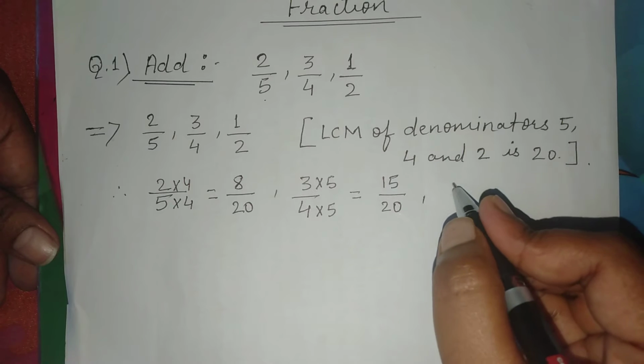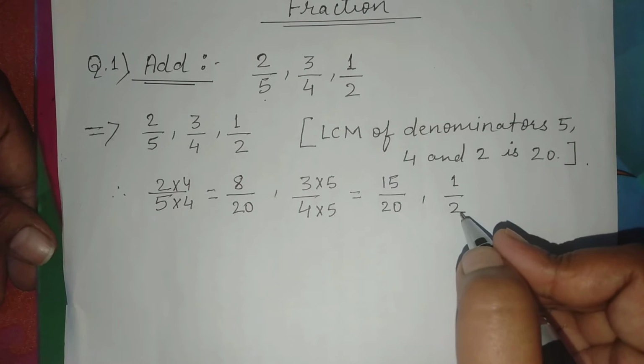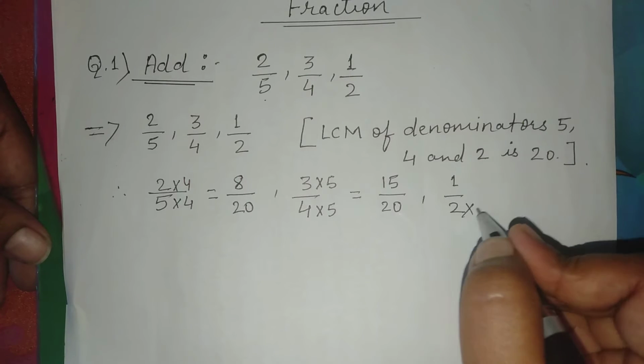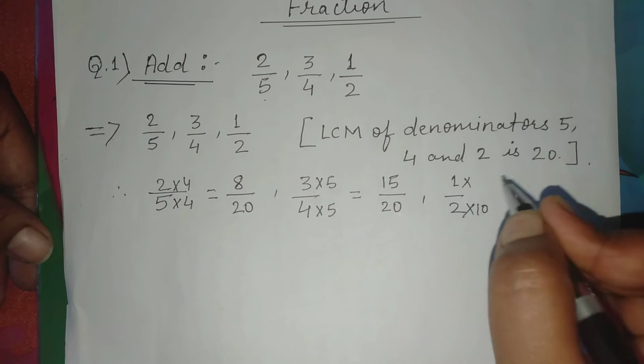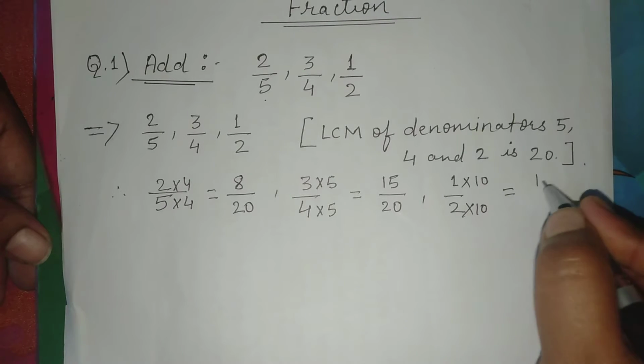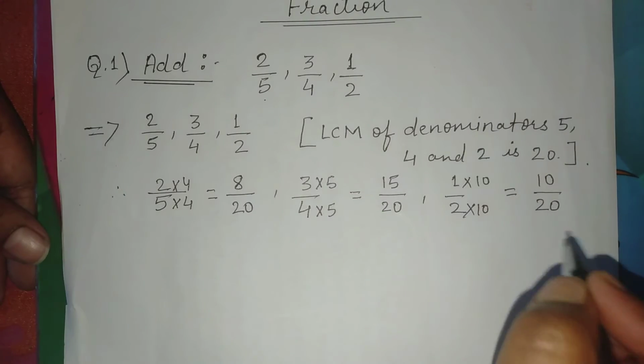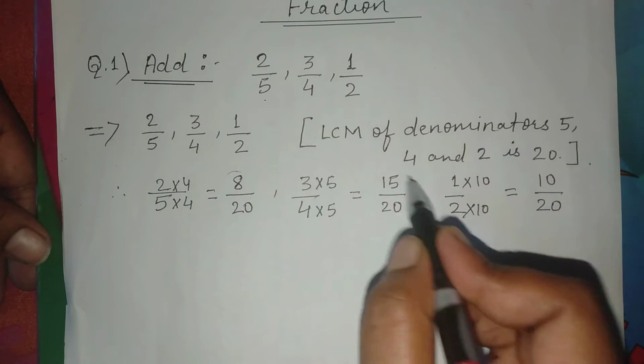And last is 1 by 2. 2 into 10 we will get 20. So the numerator also we will multiply by 10. So our answer we will get 10 by 20. Okay. After solving this we will write these values.